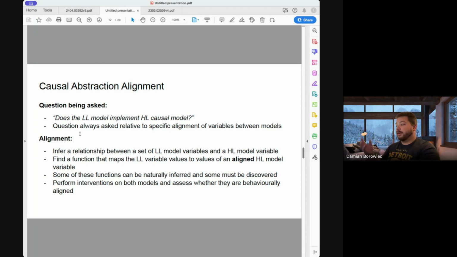So what we're trying to do is infer a relationship between some set of low-level model variables and one high-level model variable. So we're trying to find a function that maps these low-level variables to values of an aligned high-level model variable. We could infer these manually just by looking at them, or some of them have to be discovered. And essentially, we can perform this alignment iteratively by performing interventions.